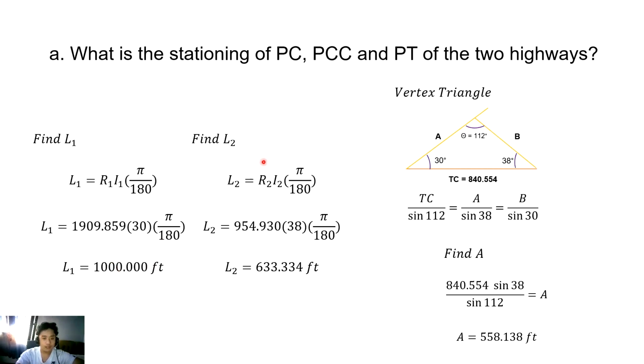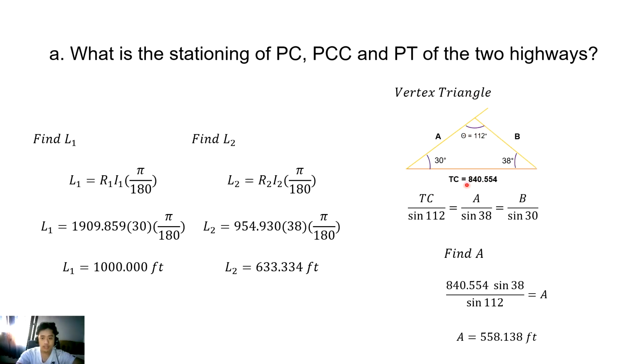Then sa L2 naman, same formula, R2 times I2 times pi over 180. Makukuha natin yung given nito sa mga nakuha natin kanina. So, ang R2 natin kanina ay 954.930 times natin sa I2 natin, which is 38. Then, times natin sa pi over 180 and we'll get 633.334 feet. Then, sa vertex triangle, which is ito, nasa taas.